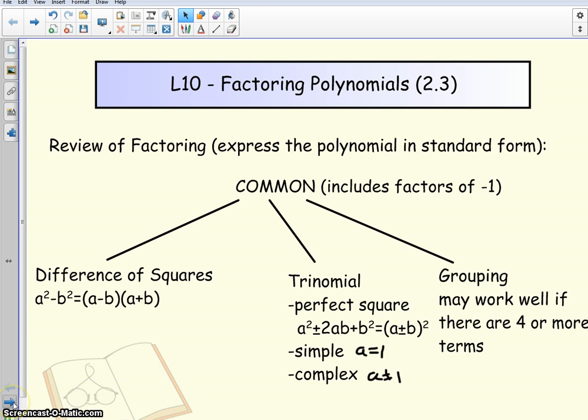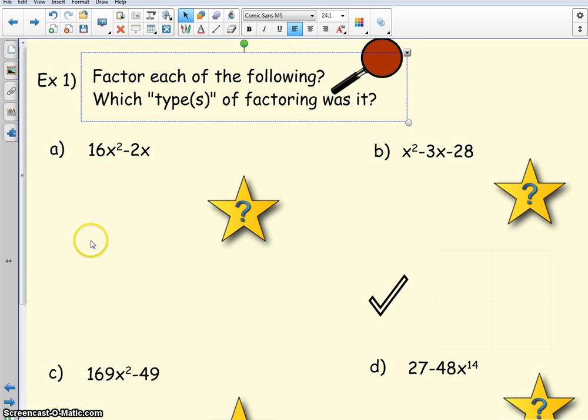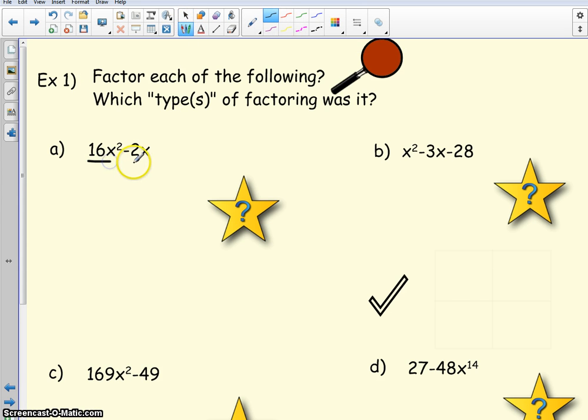So going ahead, first thing we're going to do is factor each of these and think about what kind of factoring we had, whether it was common factoring, difference of squares, and so on. So looking at this one here, 16x squared minus 2x. Number one thing you always look for is a common factor. If you look at these two terms, 16x squared and 2x, both of these have a 2 in them, and both of these have an x. So we're going to take out that 2x as a common factor. We're going to see what's left behind.